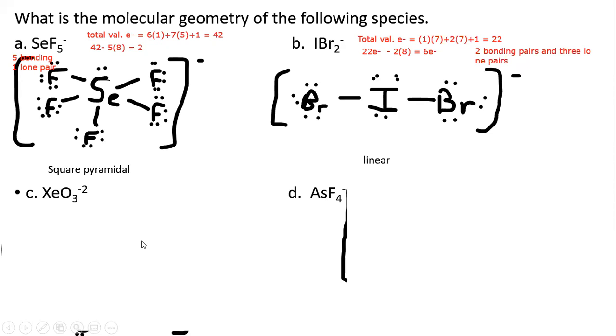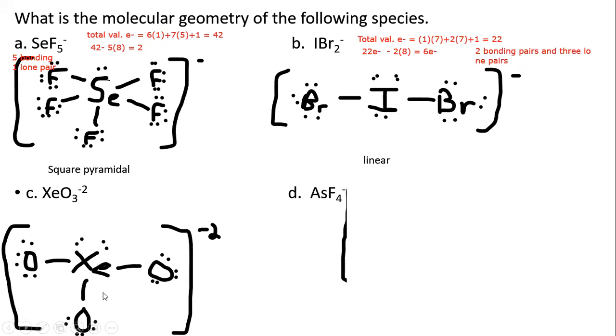Next, we have xenon trioxide. So again, whether you draw it based on the formal charge rules or octet rule, you're still going to get the same molecular geometry. So when we draw this, again, this was obeying the octet rule. You see that we have two bonding pairs, two lone pairs of electrons on the central atom and three bonding pairs of electrons. Again, this is only the central atom that we're interested in.